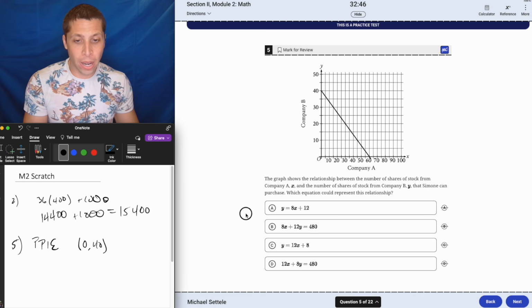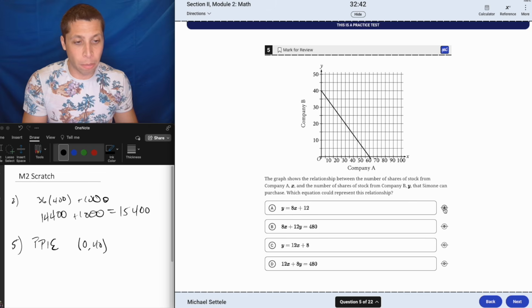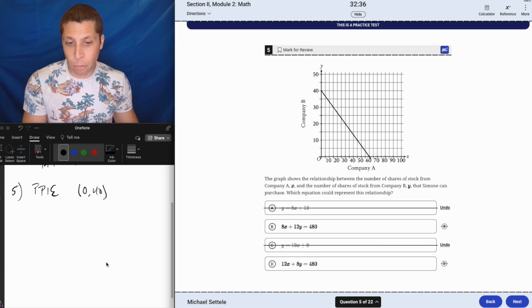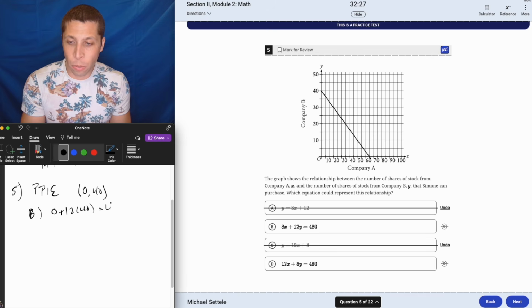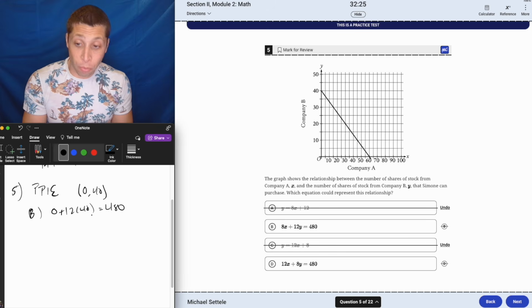So we can tell just by the way that A looks, the y-intercept would be 12, and you can plug in 0 to make sure, but that doesn't work. Same thing with C, right? The y-intercept would be 8 there. Now with these two, I don't know, but it doesn't take more than a second to just plug it in. So B would be 0 plus 12 times 40 is 480. So 12 times 4 is 48, so that checks out, 480.